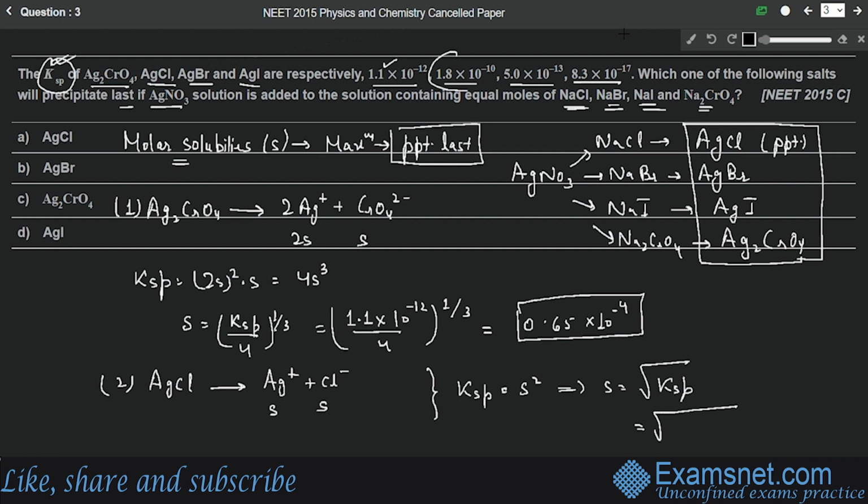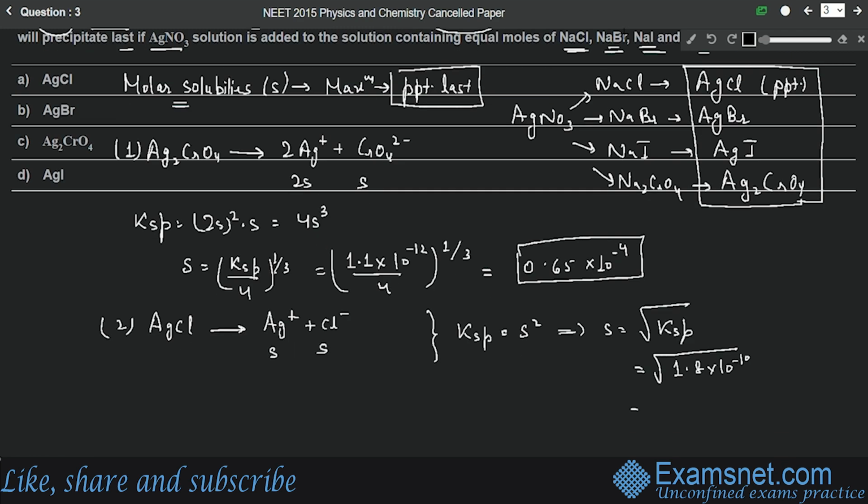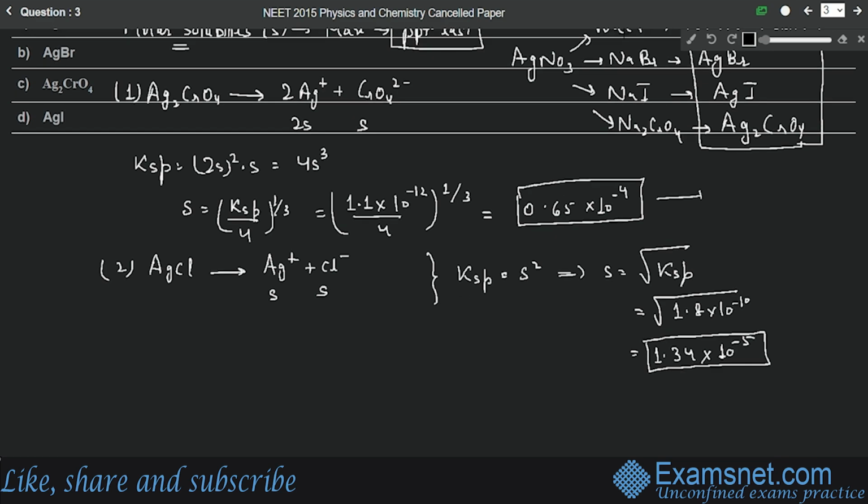It is given as 1.8 into 10 to the power minus 10. If you solve it, you will get the value 1.34 into 10 to the power minus 5. Okay. So we have got the second value of molar solubility. This was the first one. This is the second one. Now we'll find the third one.